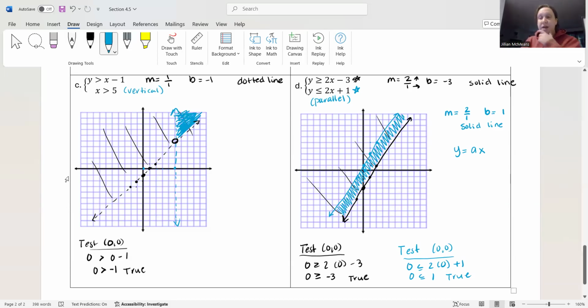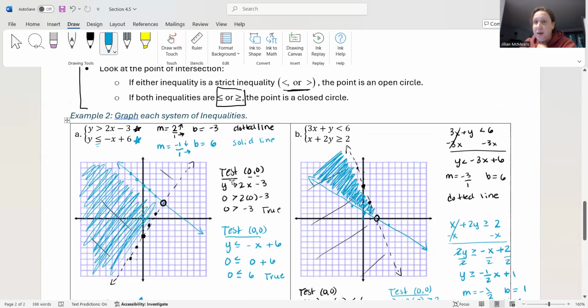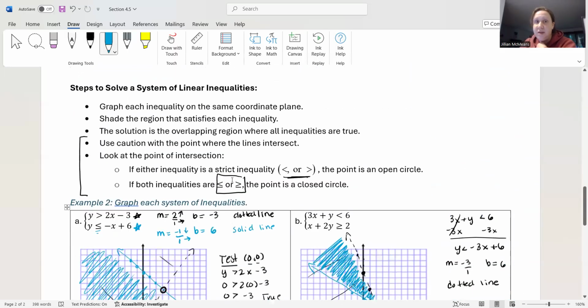Take your time with these. Don't try to rush through them. It's easy to make a mistake, as you all obviously know. Be cautious with the dotted lines, the solid lines, shading above, shading below. I think it's easiest if you solve for y and use that method for graphing. So there you have it. Just take your time, and please don't use pen when you do this on paper. This is definitely a time for pencil.